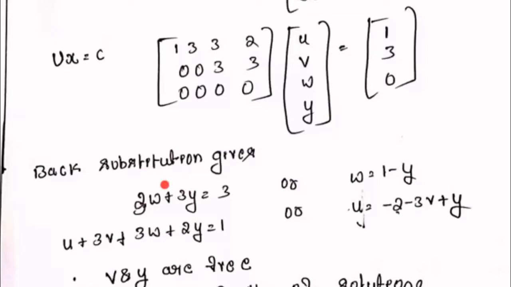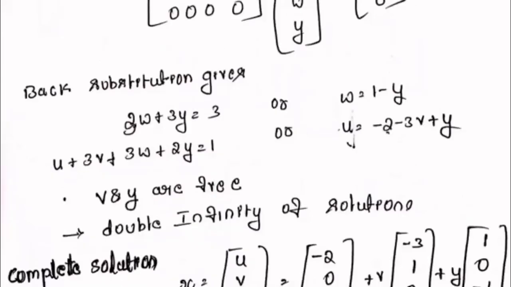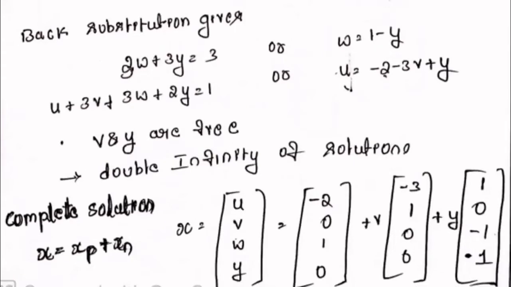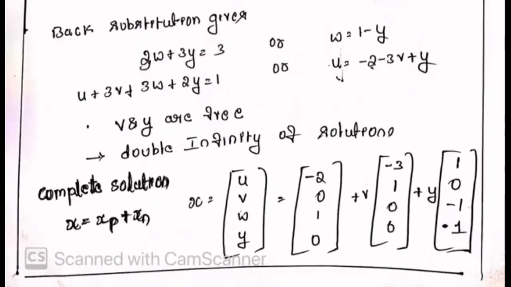And what is the second element? It's 3. So that equals 3. Similarly, what you get from the first row is 1u, 3v, 3w, 2y is equal to what? 1. So this is what I have written here, these two equations.